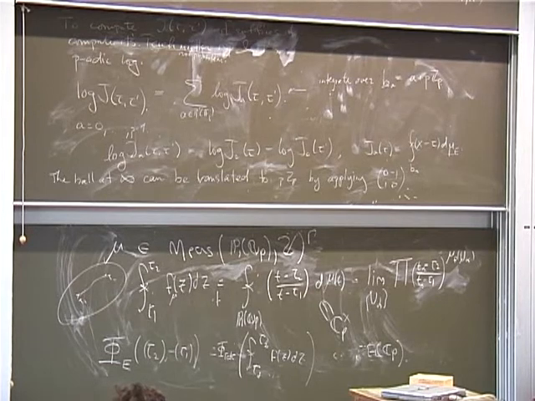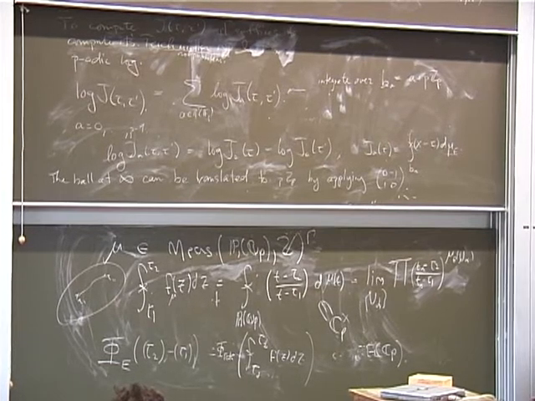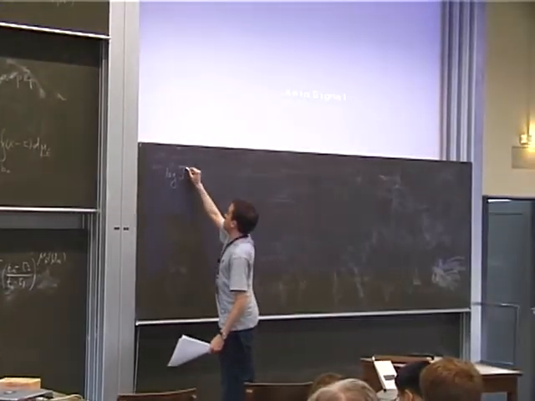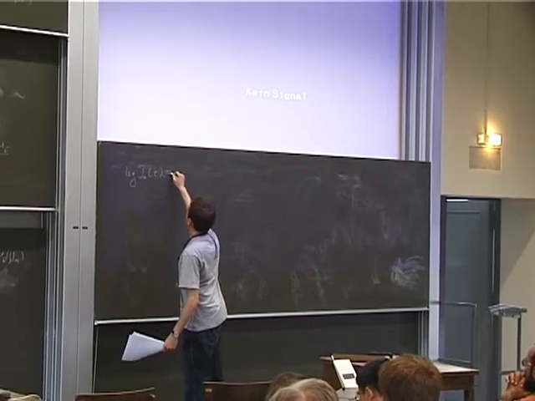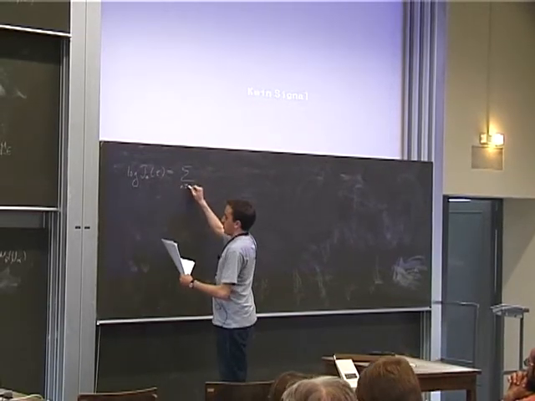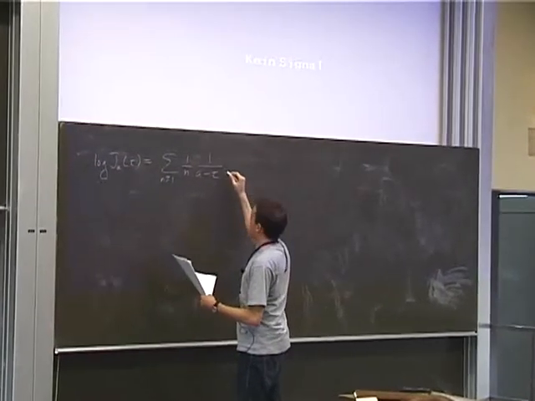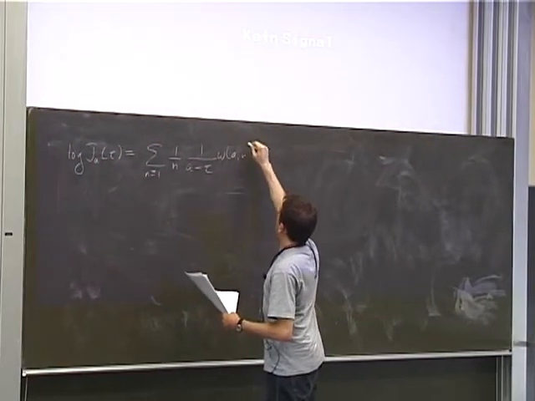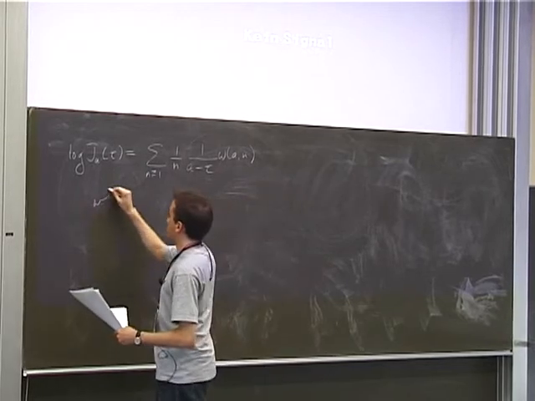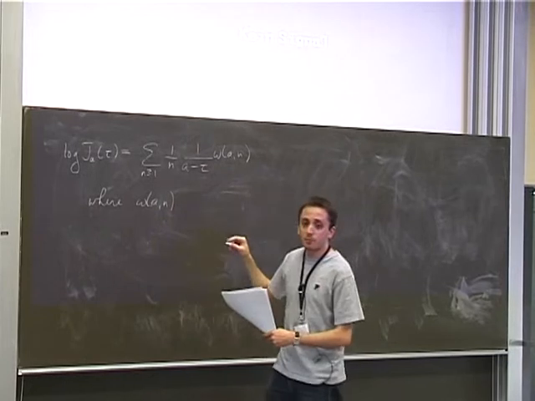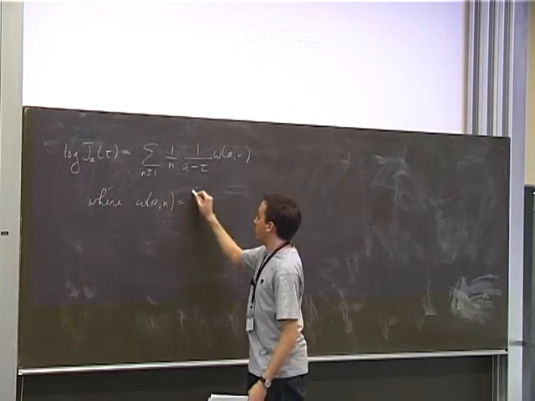All right. And now you can just do a Taylor expansion and write this as the sum over n of 1 over n times 1 over a minus tau to the n, times omega_a,n, where I define omega_a,n to be the nth moment of this measure mu_e about the point a.